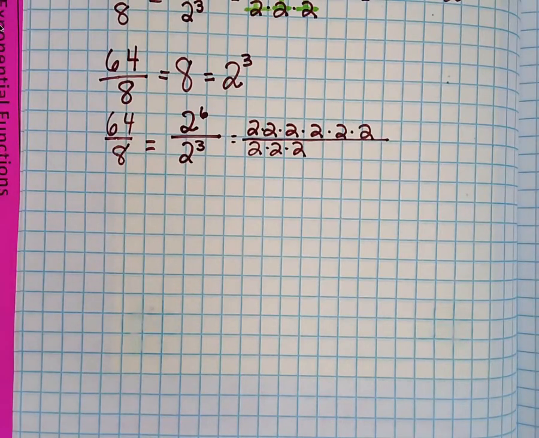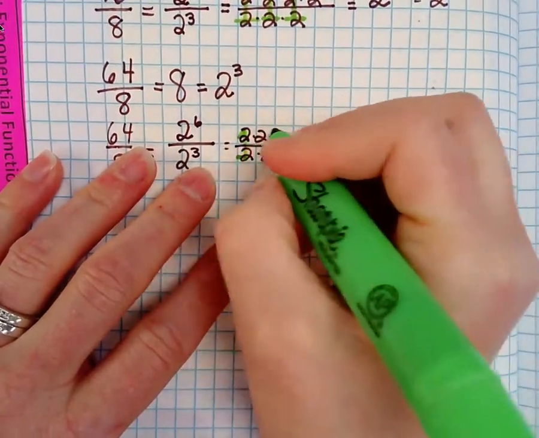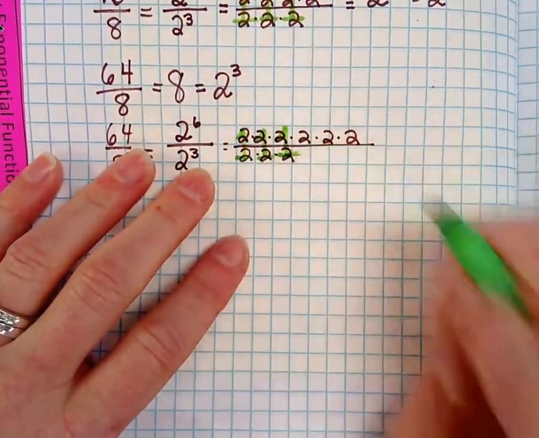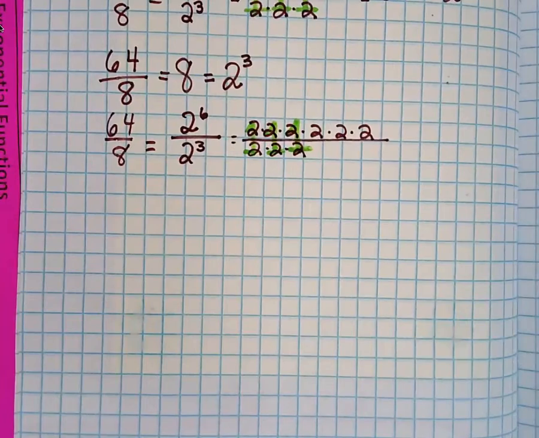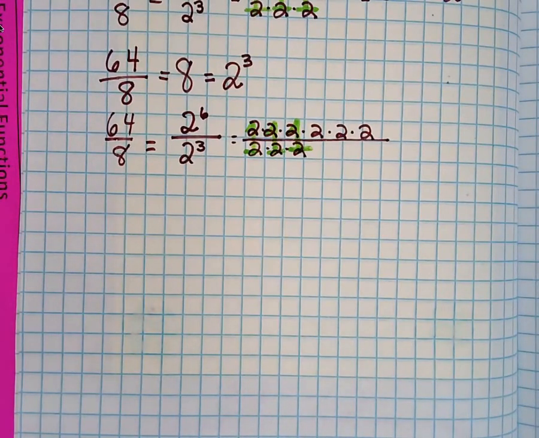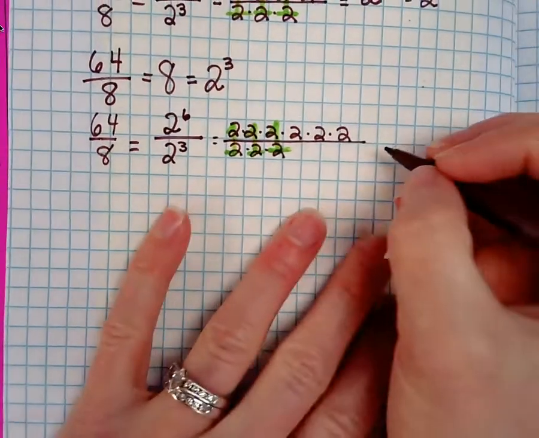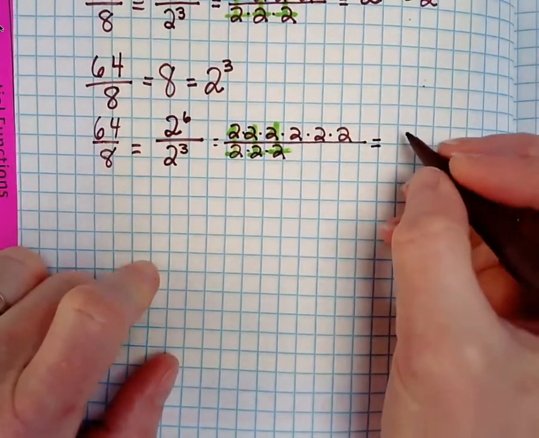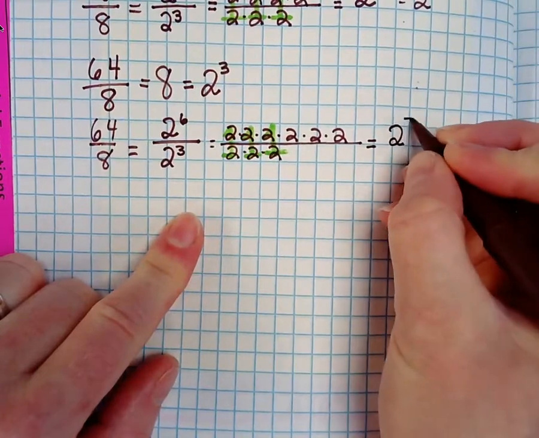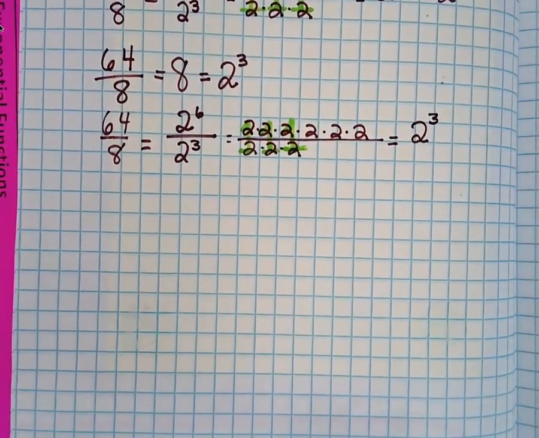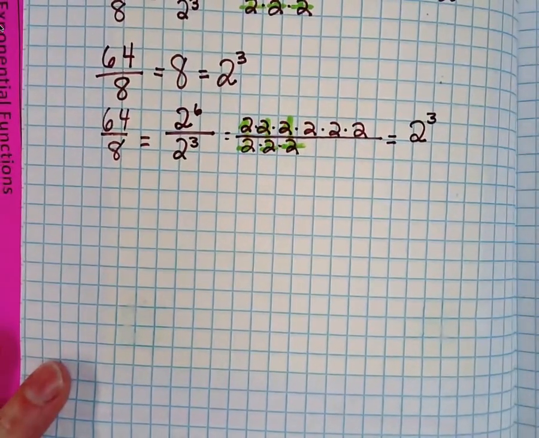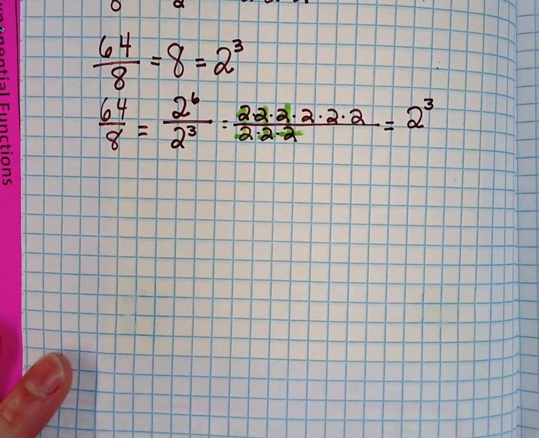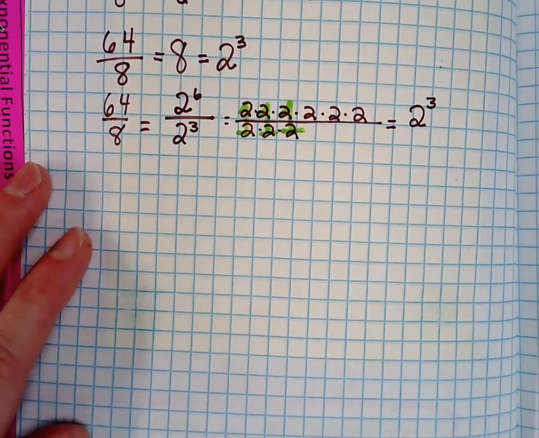We're going to do the same thing. If you have a 2 over itself, you get 1. 1, 1, 1. And remember, this is multiplying. 1 times 1 times 1 times 2 times 2 times 2. Let's write it out with the same base of 2. So what's left? 2 to the third power. So we're looking for patterns here. We're looking for rules.